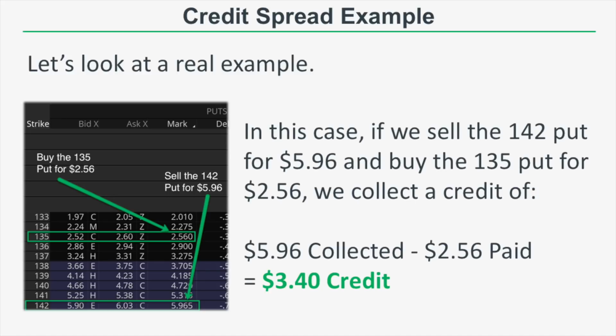So here we're looking at a couple put options on a particular stock, and we just selected a couple strike prices to use for this example. So in this case, if we sell the 142 put for $5.96 and buy the 135 put for $2.56, we collect a credit. Now that's because we collect $5.96 from selling the 142 put, and we pay out $2.56 from purchasing the 135 put. Now that means we collect a net credit of $3.40 or $340 in actual premium.